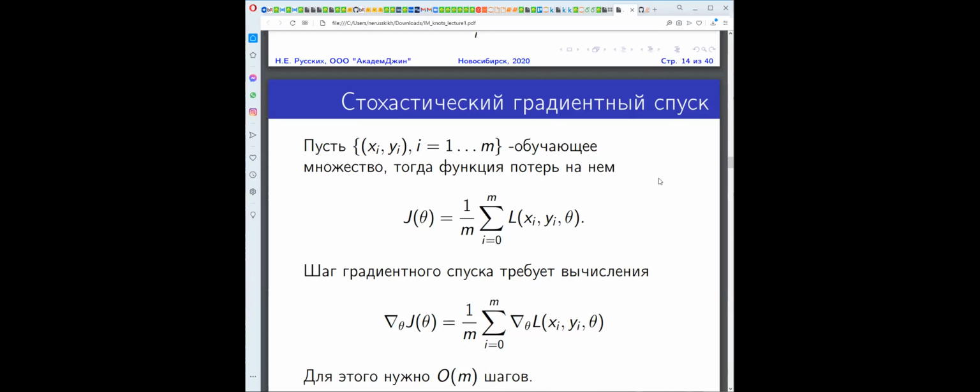Ну и вот, собственно, все это ремесло или, наверное, искусство, да, искусство. Приятнее заниматься искусством, чем ремеслом, конечно. Оно направлено, по сути, на то, как этого переобучения избежать.